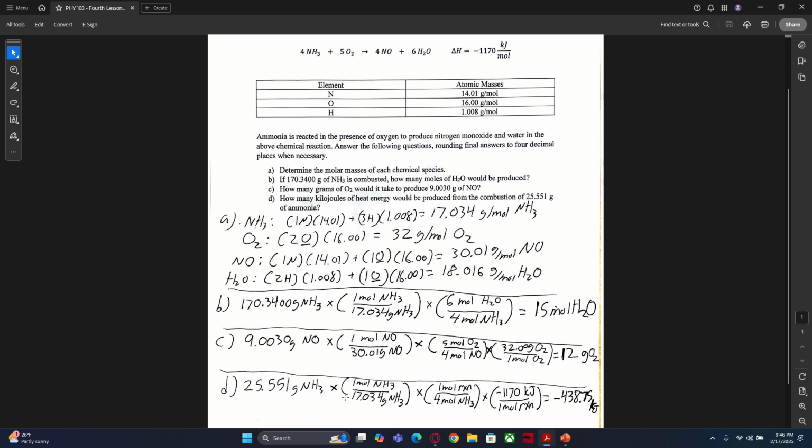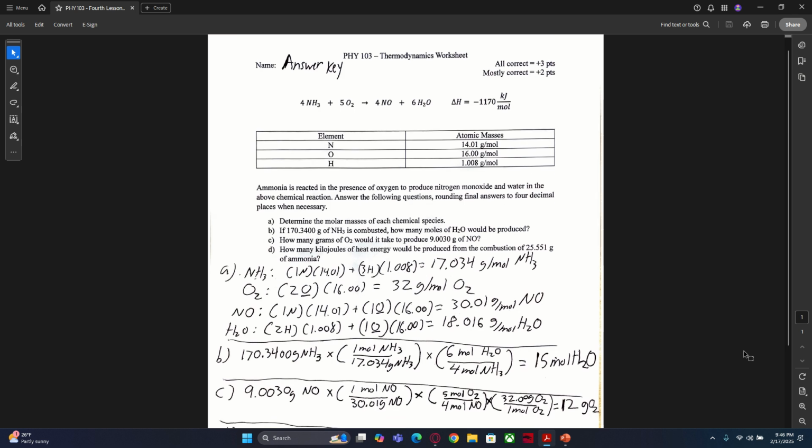So doing this calculation, 25.551 times 1 times 1 times negative 1,170 divided by parenthesis 17.034 times 4 times 1 parenthesis. If you type that into your calculators correctly, you should get negative 438.75 kilojoules.